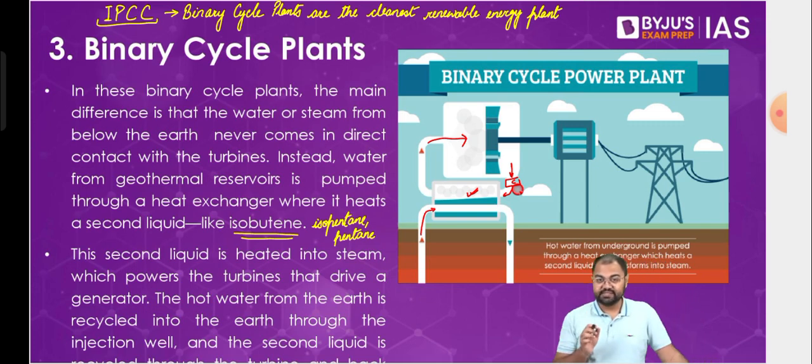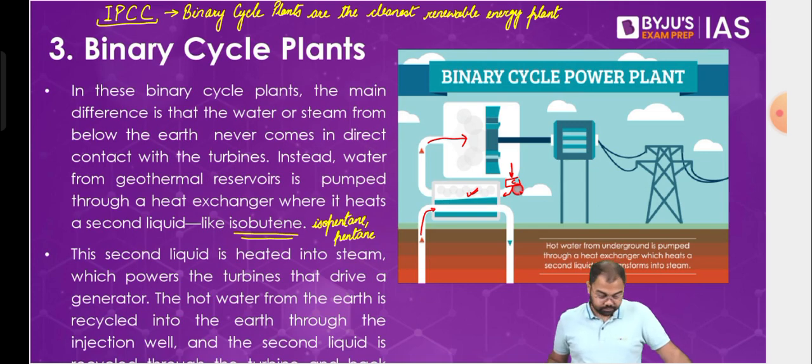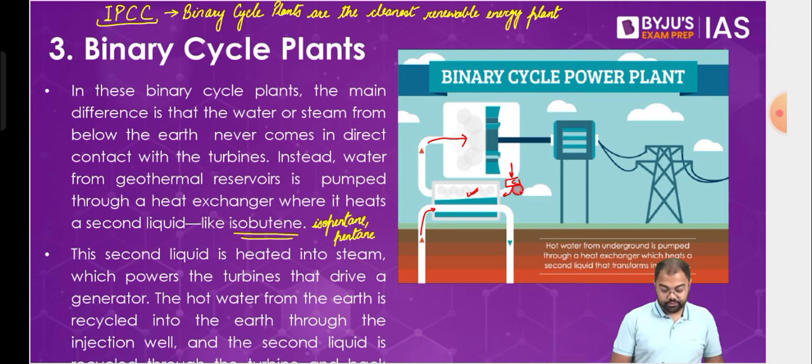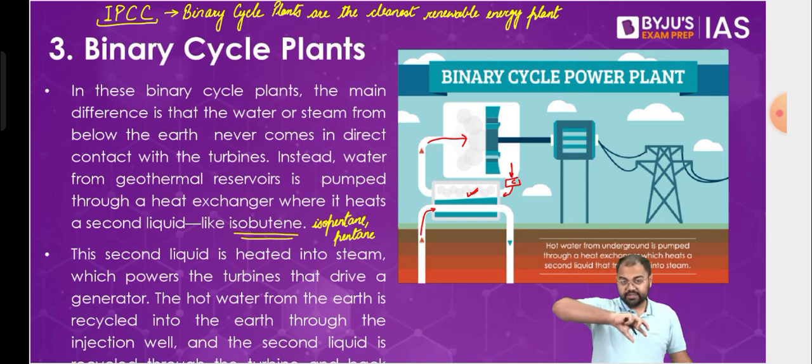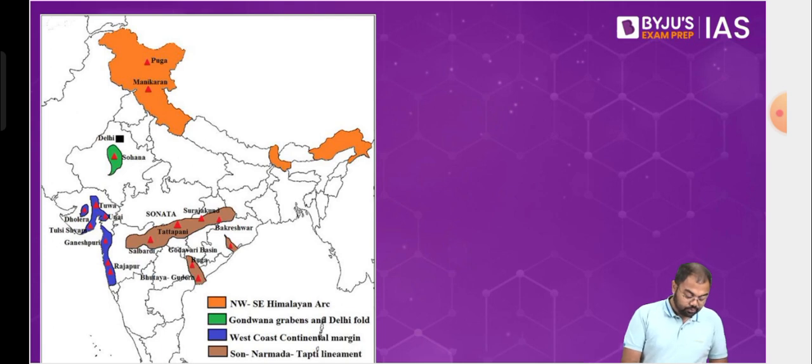So overall, again here also we see that the efficiency is very high, and not only is the efficiency high, but it also becomes a very clean source of energy. So that's the whole idea. This is basically what we try to do in binary cycle plants: there are two parallel cycles running. One is the steam from inside the earth, from the reservoir, and second is an organic liquid that has a lower boiling point than water.